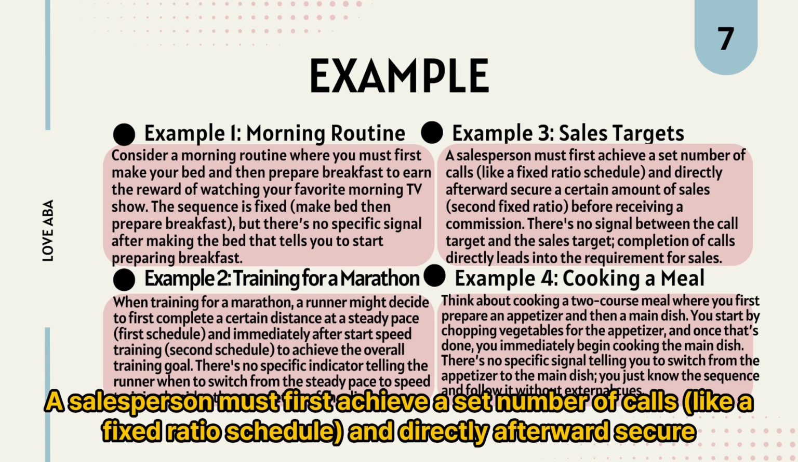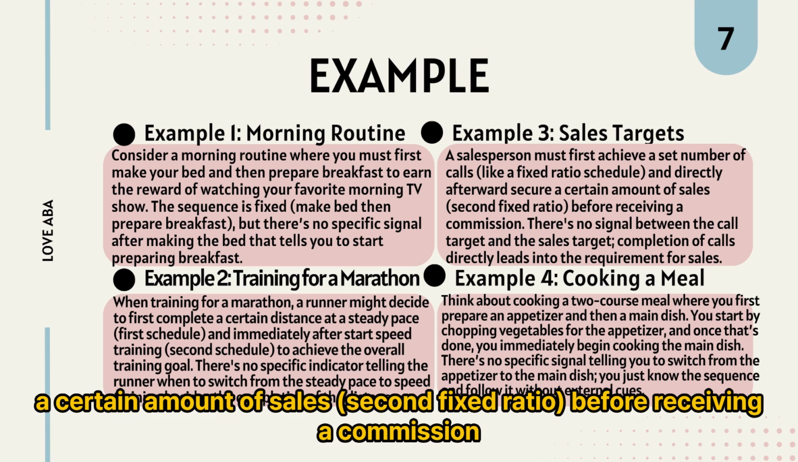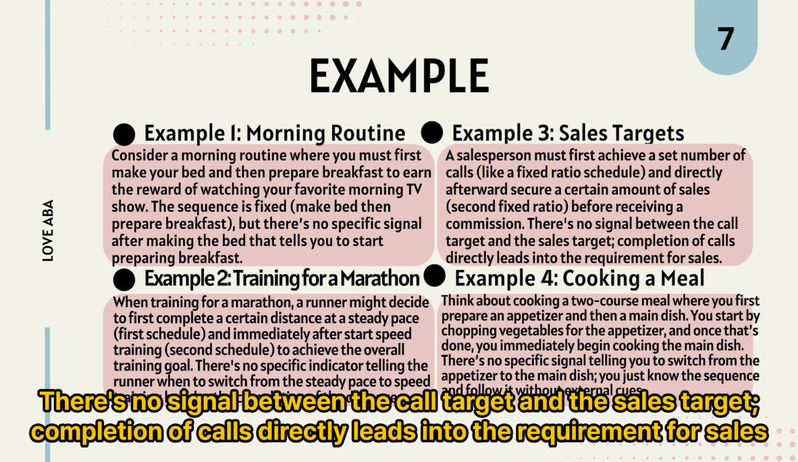Example 3, sales targets. A salesperson must first achieve a set number of calls, like a fixed ratio schedule, and directly afterward secure a certain amount of sales, second fixed ratio, before receiving a commission. There's no signal between the call target and the sales target. Completion of calls directly leads into the requirement for sales.